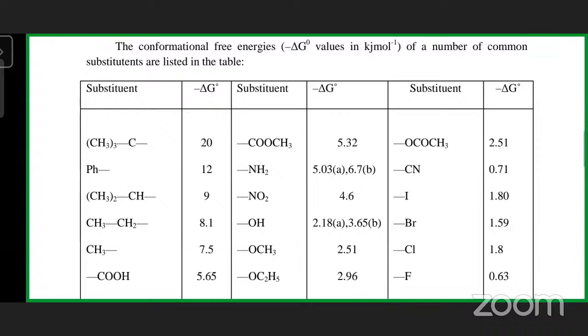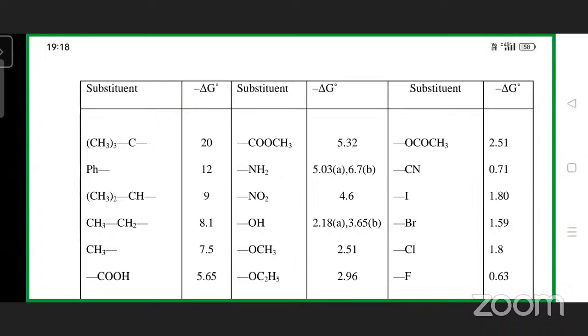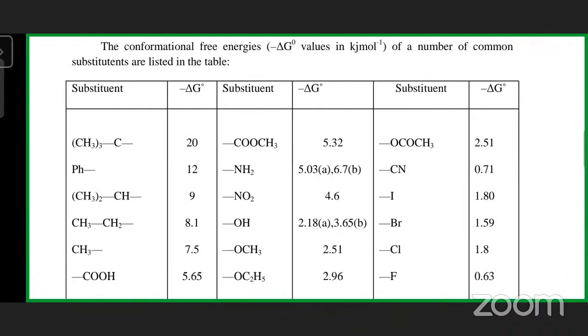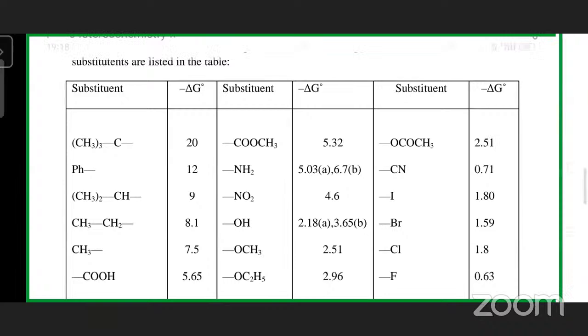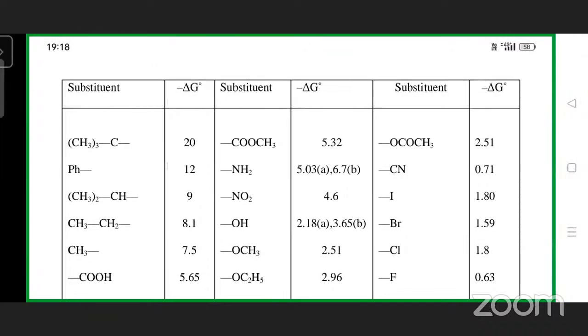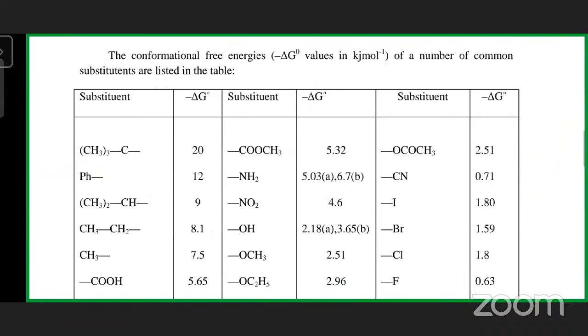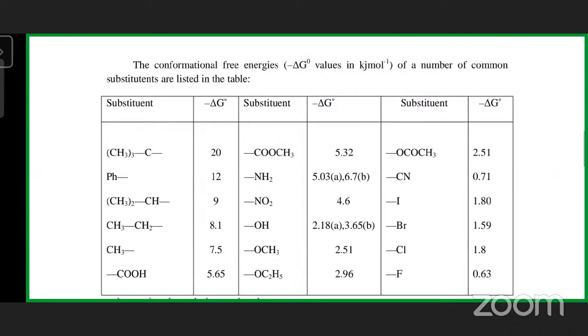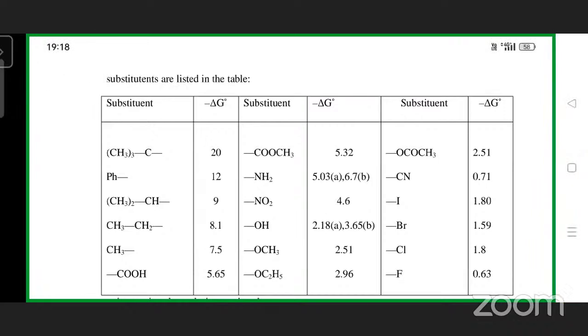These are the free energies, potential energies. You can see the presence of the tertiary butyl group. Its energy value is 20, and if the substituent is the ester group, then the delta G value is minus 5.3. And for the presence of this one here, the ester, it is like 2 points.